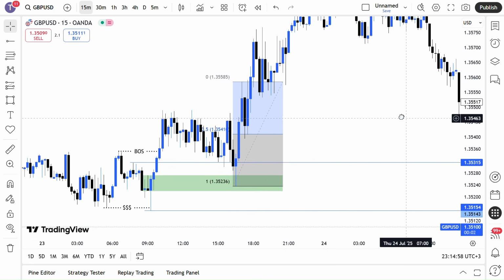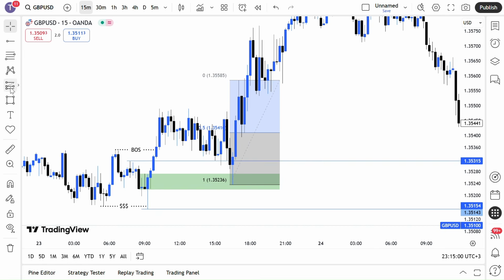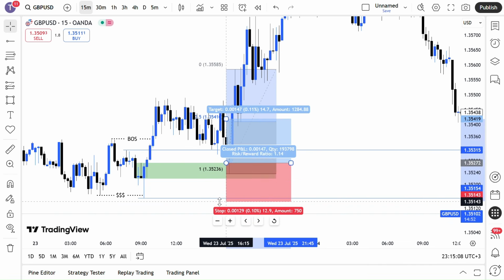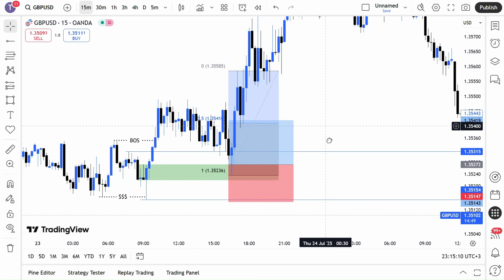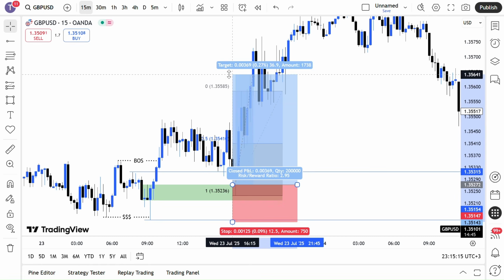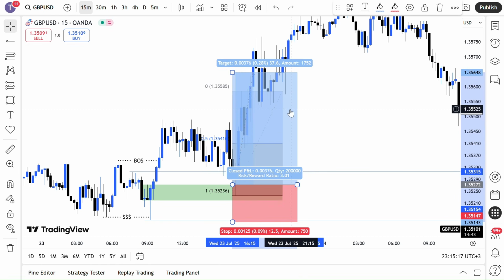So I had two entries. The first entry was from this zone, from the order block, and the stop loss was just below this zone, and the TP was 1:3 risk to reward ratio. That was my first TP.